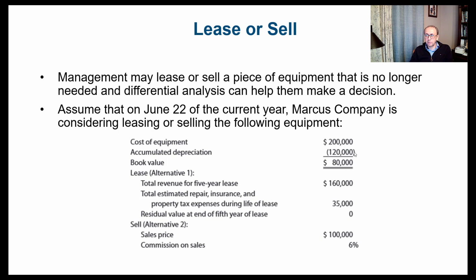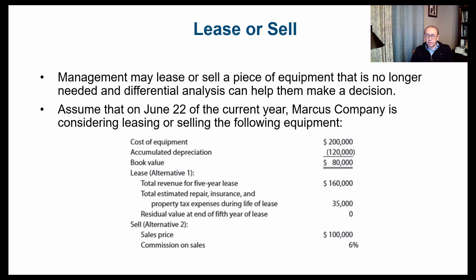The cost of the equipment is $200,000. Their accumulated depreciation is $120,000, so the book value or the remaining value is $80,000. The first alternative is to lease out this equipment. If they leased it out, then there would be a total revenue for a 5-year period of $160,000. If we divide the 160 by 5, it would be about $32,000 per year, and as a total for the 5 years, it's going to be $160,000. The total estimated repairs, insurance, and property tax expenses during the life of the lease is about $35,000 over the 5 years. The residual value at the end of 5 years of the lease is 0, so the book value of the asset is going to be 0.